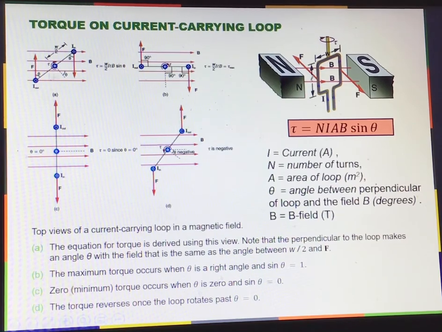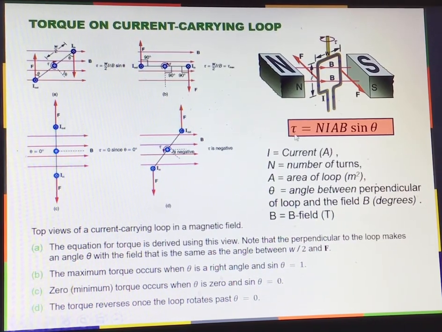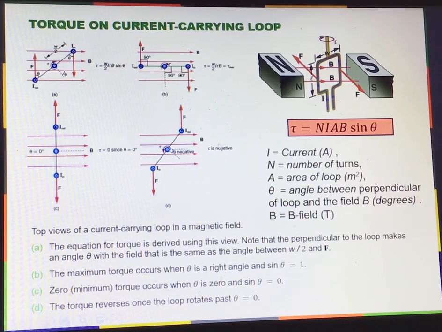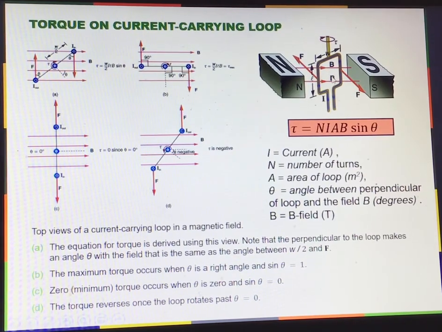I can put all of this together and derive an equation that is going to let me calculate what the torque is. The torque is given by this equation. N is the number of turns, I is the current, A is the cross-sectional area, which is just the length times the width. B is the strength of the magnetic field, and theta is the angle between the perpendicular of the loop and the B field. The perpendicular to the loop is a vector that points at 90 degrees with respect to the surface of the loop.